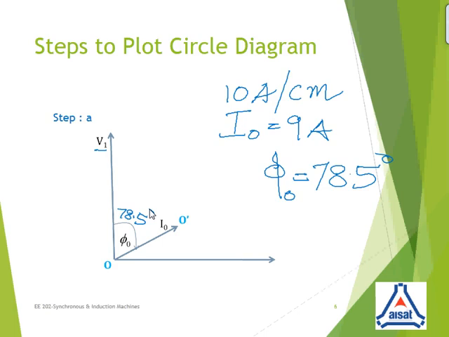That is, if our I0 was 10 ampere, then I need to represent my OO dash with simply 1 centimeter. So this 9 ampere means our OO dash phasor is a little lesser than this 1 centimeter. That's all.